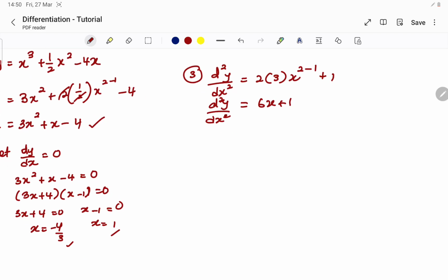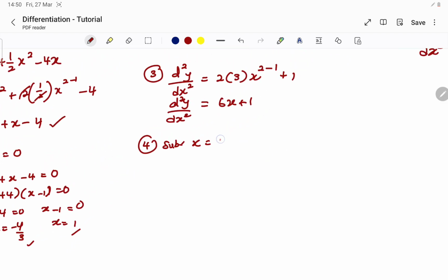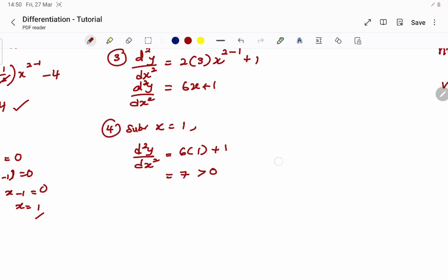Now from this you substitute x is equal to 1. What is the value of d squared y over dx squared? So 6 multiplied by 1 plus 1, you're going to get 7, which is greater than 0. When it is greater than 0, it is a minimum point.